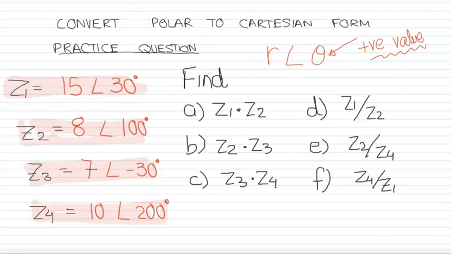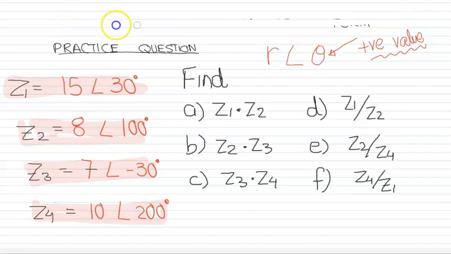Positive value. Yep. Okay. Sorry, I just realized on the top it says convert polar to Cartesian. Don't worry about that one. It's a multiplication question, not converting polar to Cartesian.